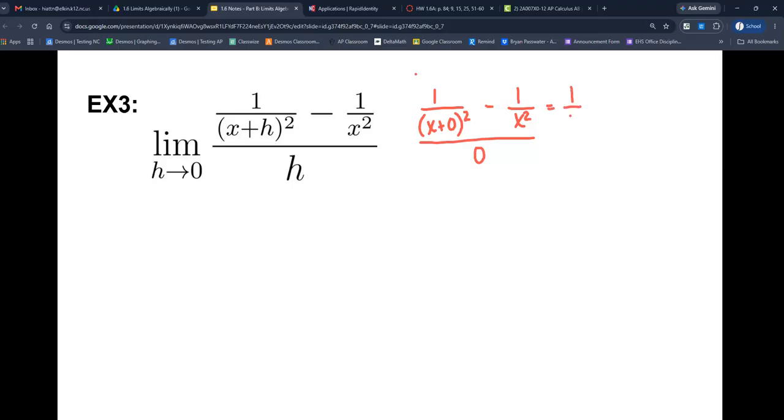This is going to give me 1 over x squared minus 1 over x squared, over 0. What is 1 over x squared minus 1 over x squared? It's 0. Anything minus itself is 0, right? So this is indeterminate, meaning that we're going to have to do something here. So, ideas. What do you think we could do?